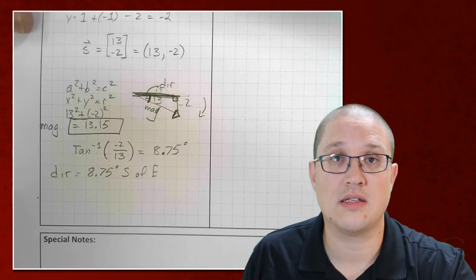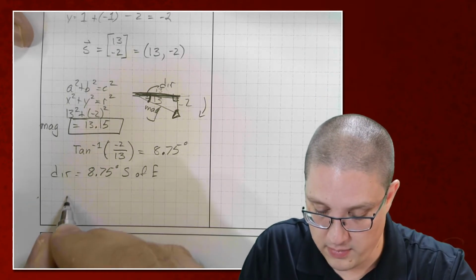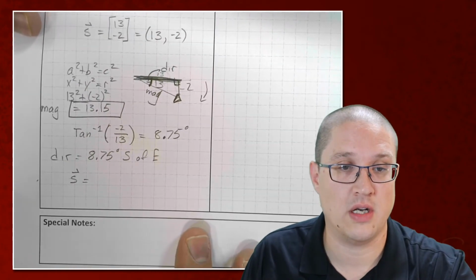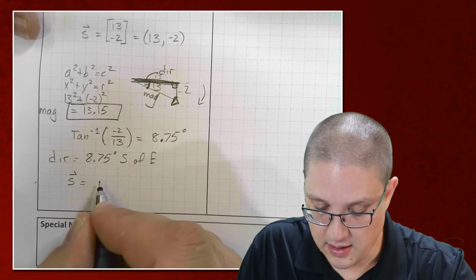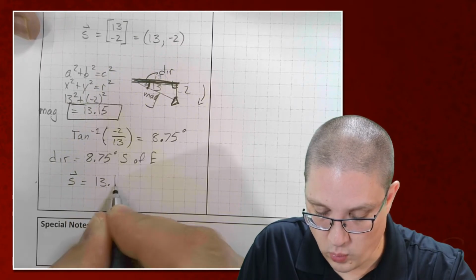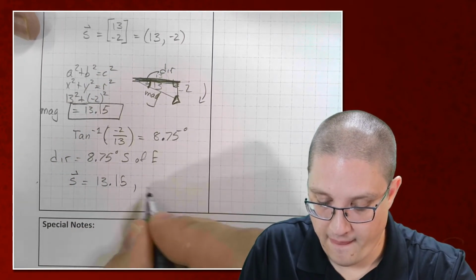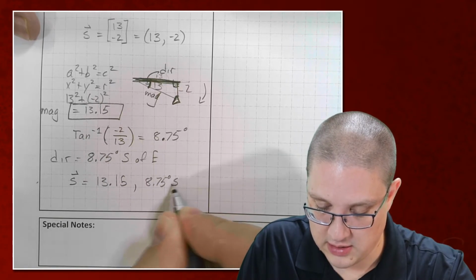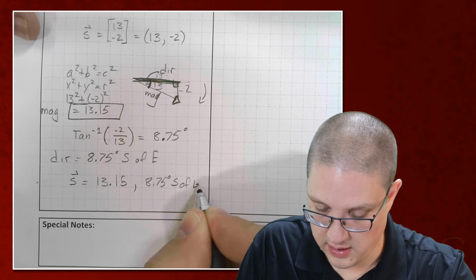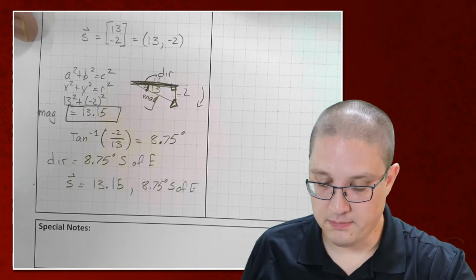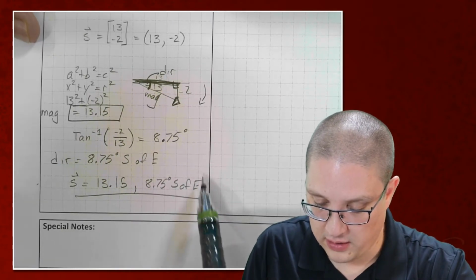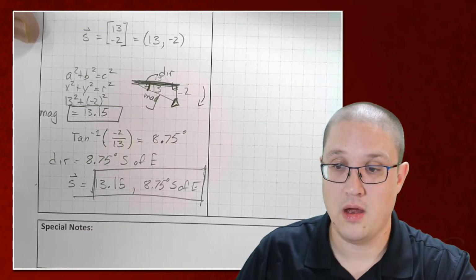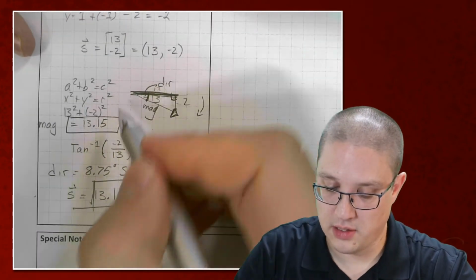So to write this in magnitude and direction form, I would say my vector sum, there's my correct notation for that, is 13.15, and this is 8.75 degrees south of east. Okay, so this is my final answer right here. There we go.